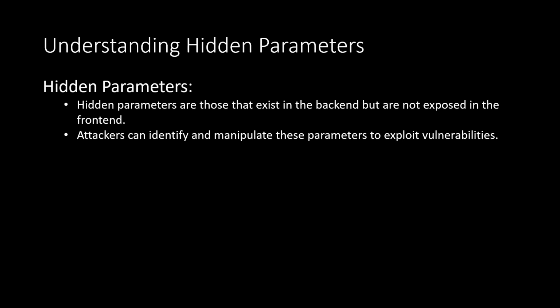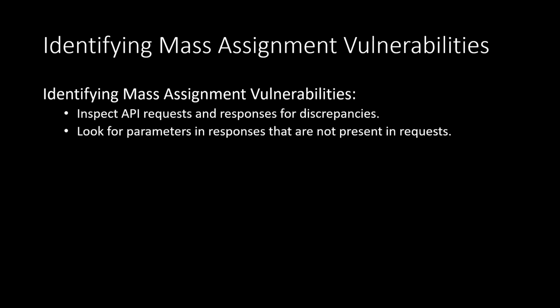While convenient for developers, this can lead to unintended behavior if not properly secured, allowing attackers to modify attributes that should not be exposed. Hidden parameters are those that exist in the back end but are not exposed to the front end. These parameters may be used by the application internally, but can be manipulated by attackers if they are not properly secured. Identifying and exploiting these hidden parameters is a common technique in mass assignment attacks.